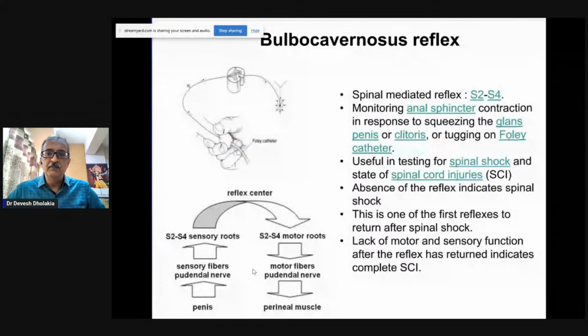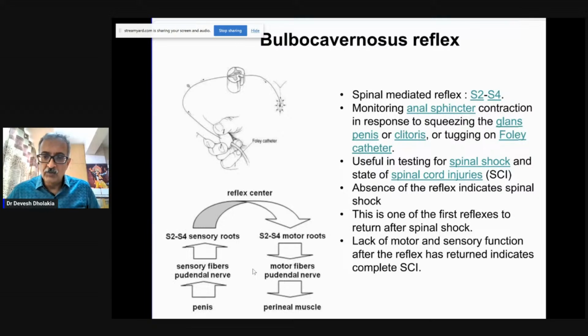The bulbocavernosus reflex is a spinal-mediated reflex. It is S2, 3, 4. What you do is squeeze the glans penis, or put in a Foley's catheter and tug on it, and you feel a contraction on your finger which is in the anal region. If you can feel this, that means the bulbocavernosus reflex is positive and the patient is out of spinal shock. It's a localized reflex.